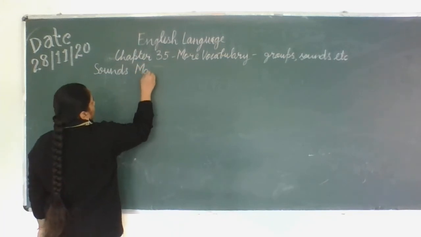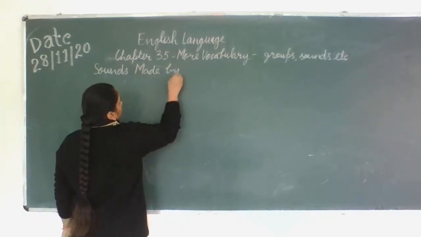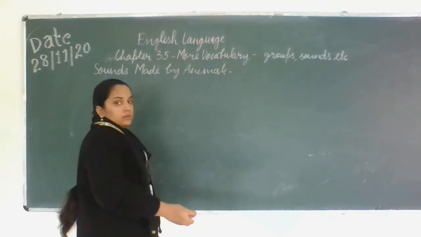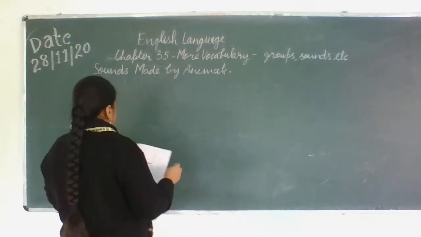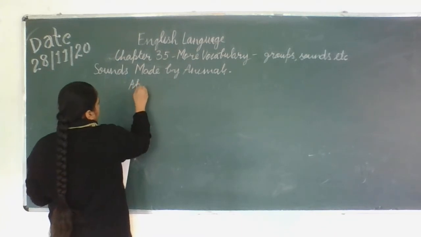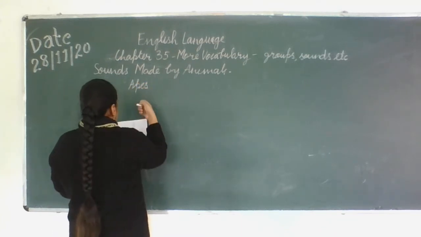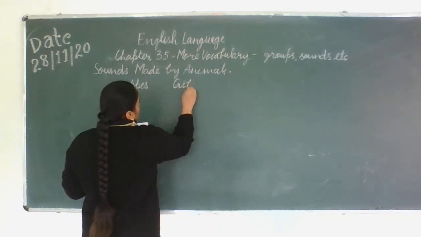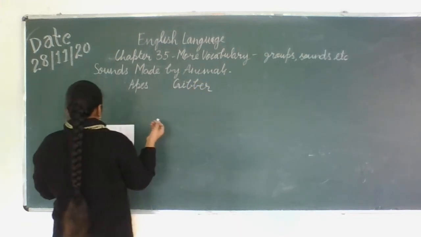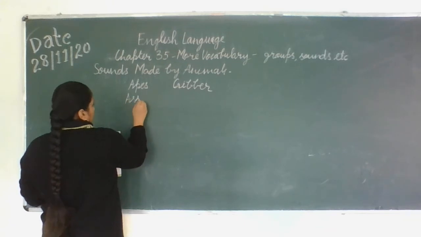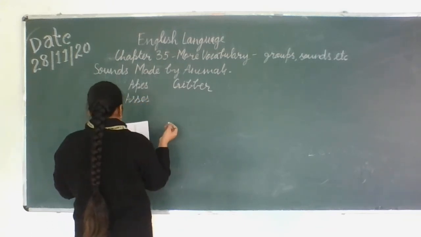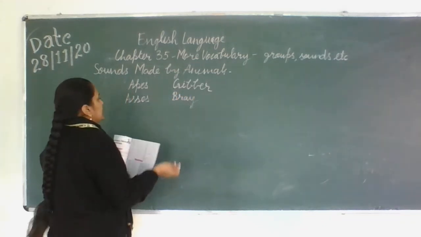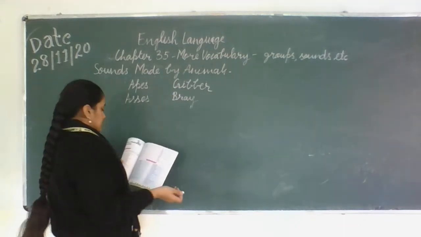Sounds made by animals. So apes is the animal, and the sound that is made by apes is known as gibber. Next is asses, the sound made by asses is known as drill. Apes are a kind of monkeys, and asses is another name for donkeys.